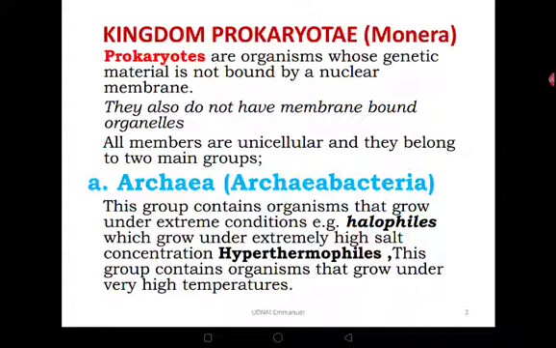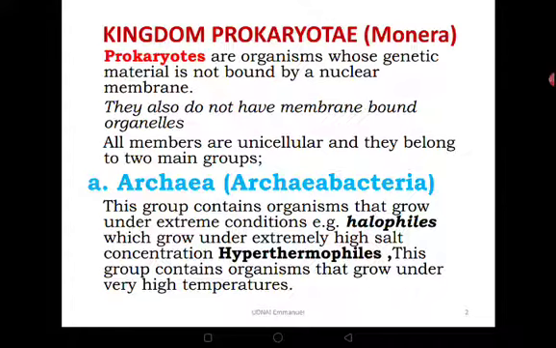From the two words, pro means before, and karyon means nucleus. These organisms do not have a true nucleus. So they existed even before the membrane-bound organelles emerged. Before the nucleus, mitochondrion, lysosomes, chloroplasts, and so on evolved, these organisms existed. Their genetic material is not bound by a nuclear membrane. They have genetic material, DNA or RNA, but it is not found inside a nucleus. It is found scattered all over the cytosol, the general matrix of the cell.